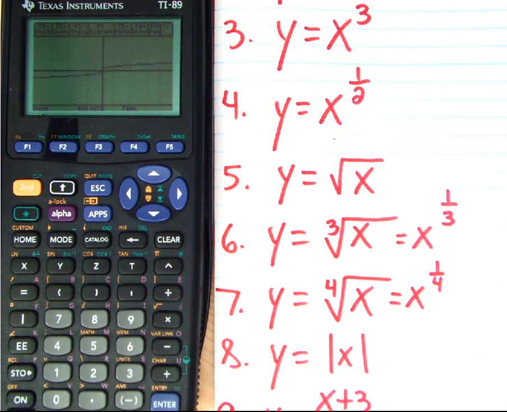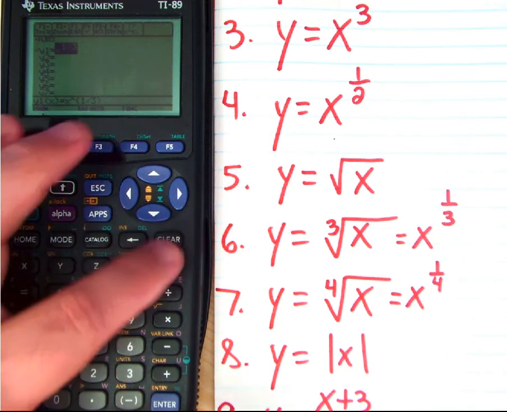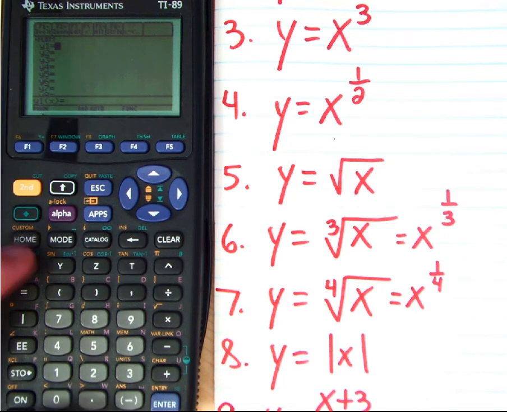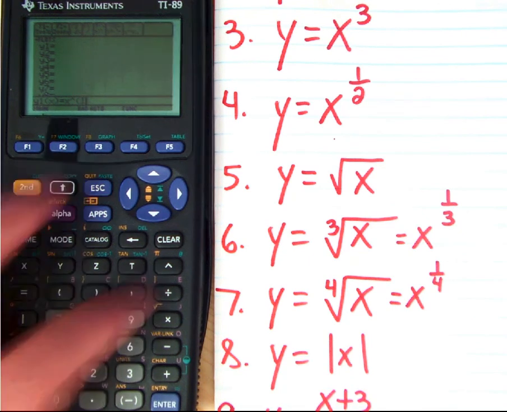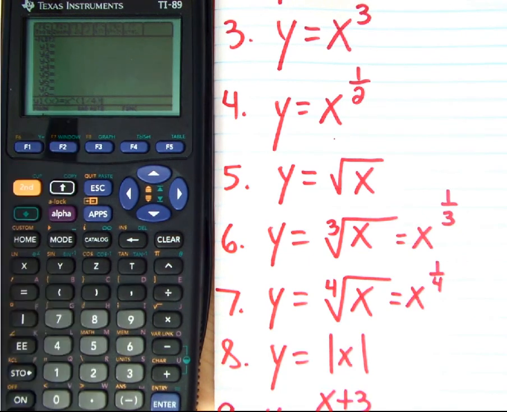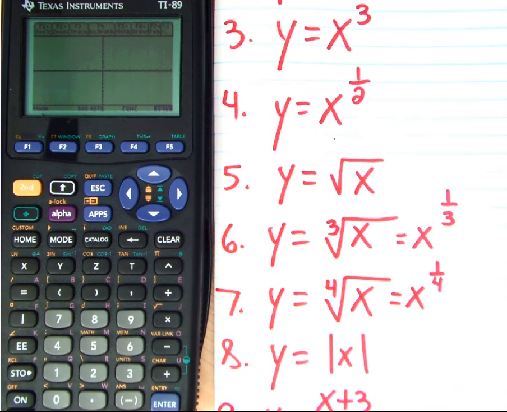Well, let's look at x to the 1/4. This is kind of the same idea. That's the fourth root of x. I go back to my y equals, diamond F1, do a clear, I do my X key, caret, beginning parentheses, 1 divided by 4, closing parentheses, and then I do my diamond F3 to graph. And that's our fourth root of x.